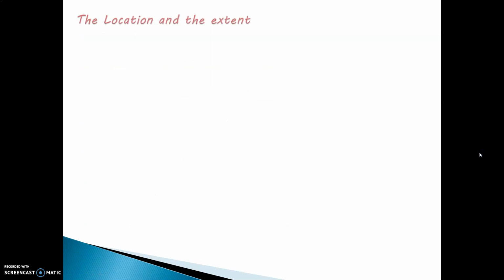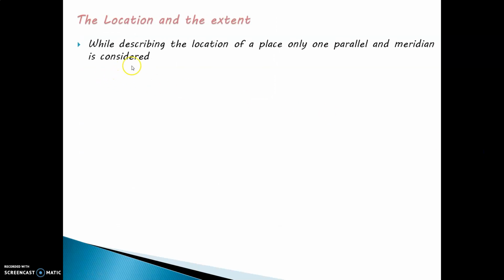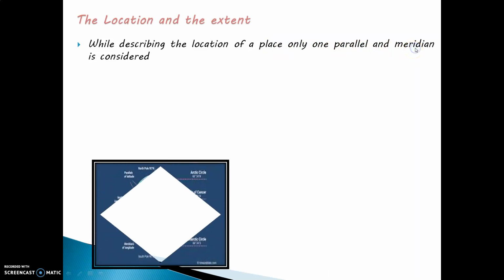Moving on to our next part, the location and the extent. While describing the location of a place, only one parallel and one meridian is considered. Now on the globe, you must have seen a lot of longitudes and latitudes. If you have to locate a particular place, for example, America or India or China, then we have to see only one parallel and only one meridian on the globe.